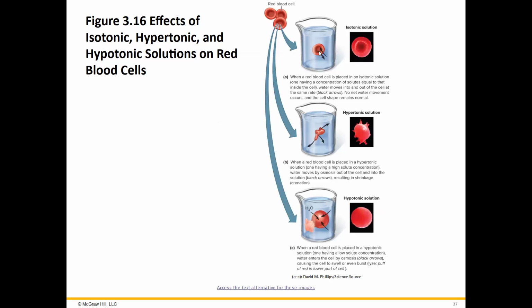This is an isotonic solution. We drop a red blood cell in it. It's isotonic, so the water doesn't flow in or out at any different rate. It's balanced. It's isotonic. The cell looks normal.